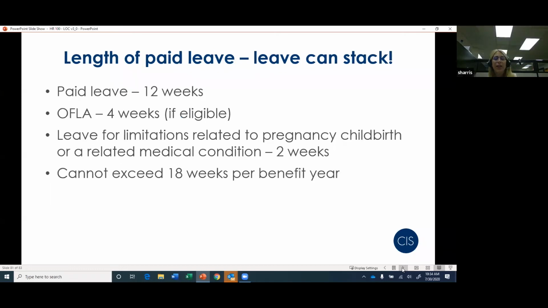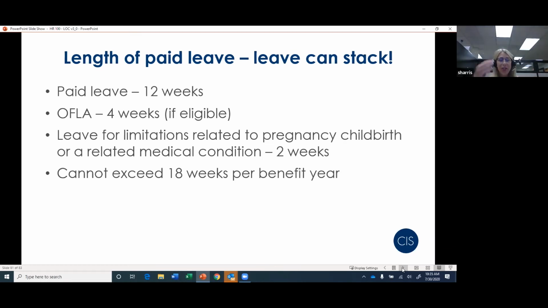Okay, the length of this leave law. So the paid leave is going to be 12 weeks, all right? Now, we have those other categories of OFLA that are not part of this paid leave. So the employee's going to get 12 weeks of paid plus up to 4 of the other categories of OFLA that are not paid. So at this point, an employee could get 16 weeks, and then there's 2 more weeks for leave of limitations related to pregnancy, childbirth, or related medical condition, a potential another 2 weeks.